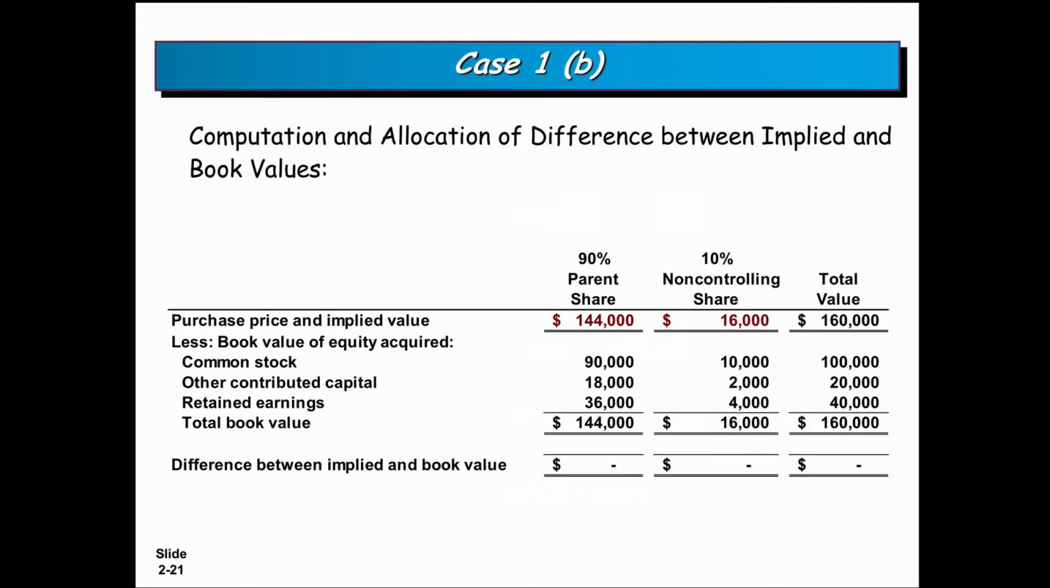And here you can see that we created a new section for the non-controlling shares of 10%. And if I add the parent amount with the non-controlling, I will get the same total amount of the subsidiary equity side.